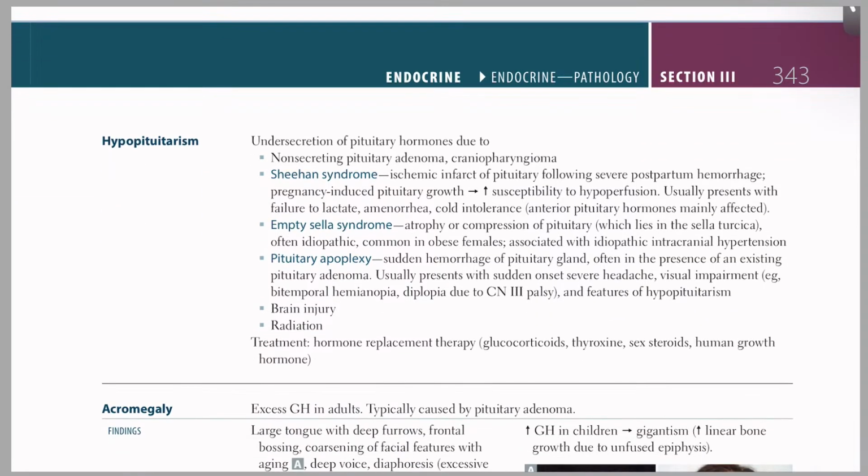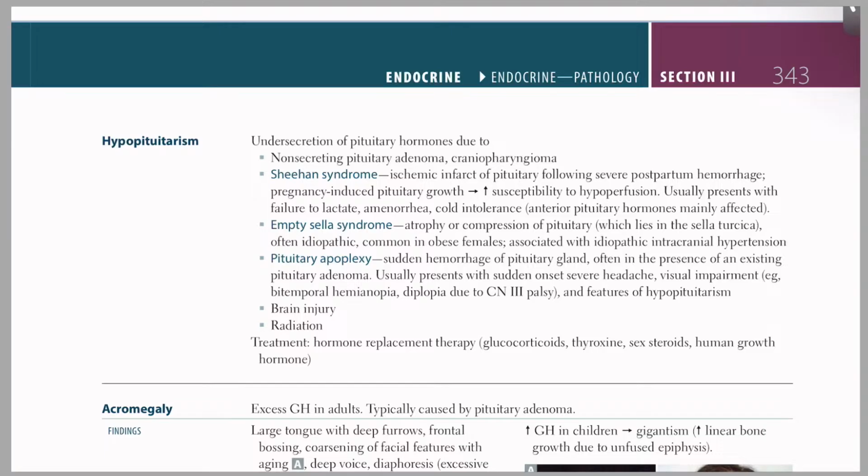Hypopituitarism. What we can understand from this term means there is less pituitary secretion. Okay, let's see if that is the case.